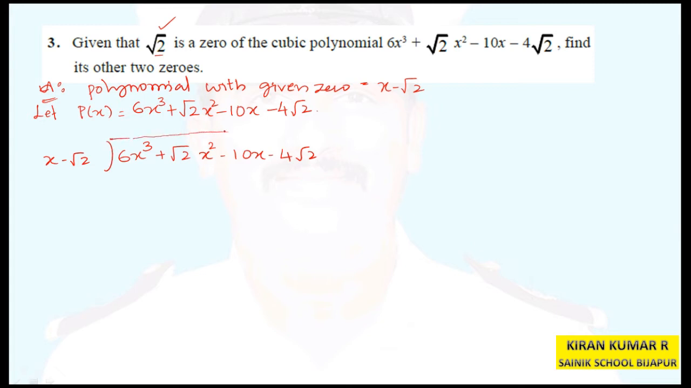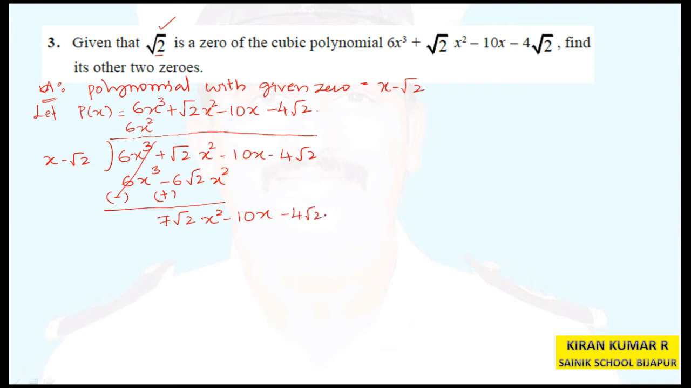So now I need to find out the quotient. If you multiply x squared with x minus root 2, the first term is 10. The next term is minus 6 root 2 times x squared. Change the sign and add them. The first term is cancelled. We will be getting 7 root 2 x squared minus 10x minus 4 root 2.